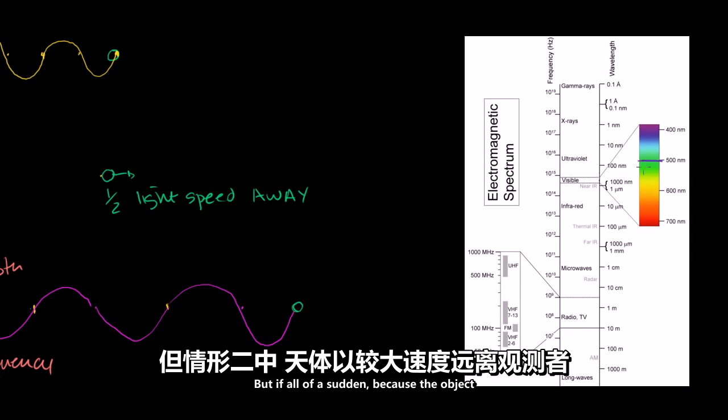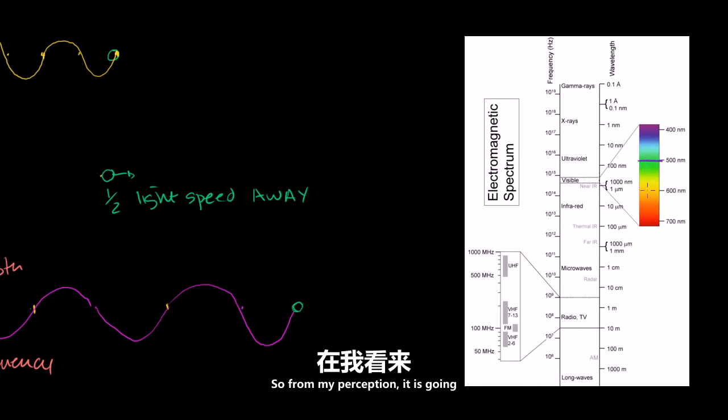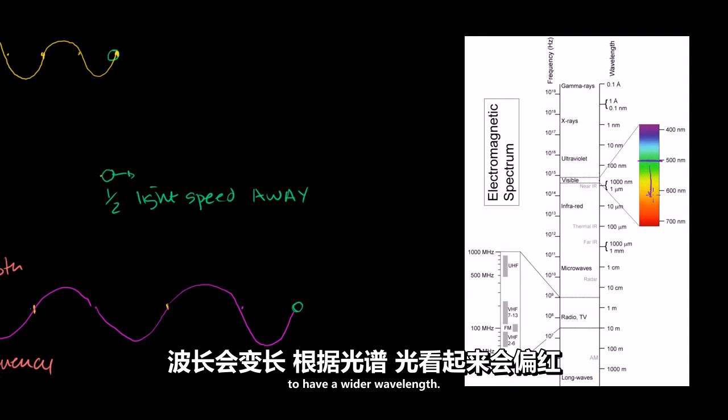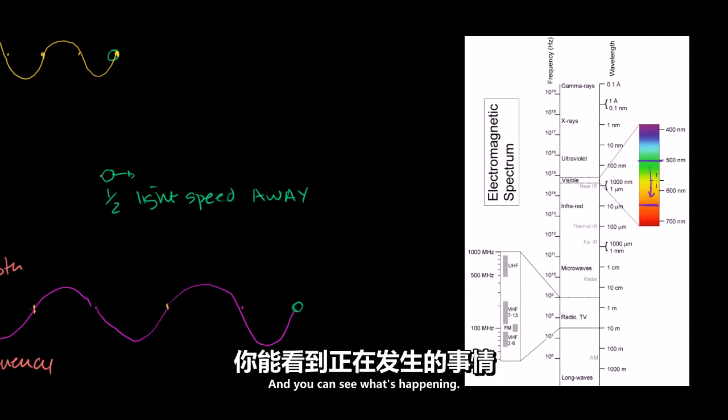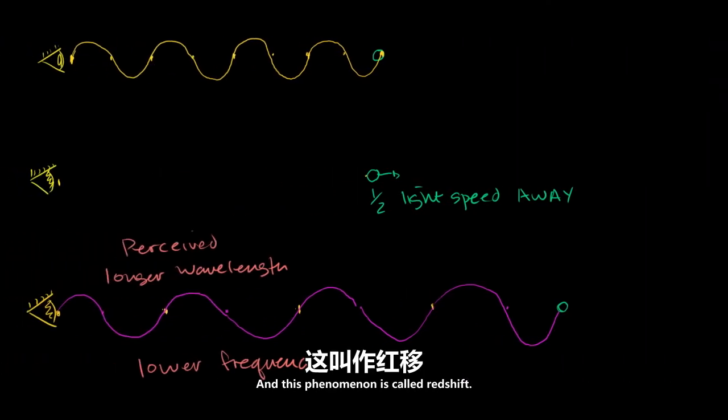But if all of a sudden, because the object is moving away from me at this huge velocity, the perceived wavelength becomes wider, from my perception it's going to have a wider wavelength. And you can see what's happening. It will look redder. It will move towards the red part of the spectrum. And this phenomenon is called redshift.